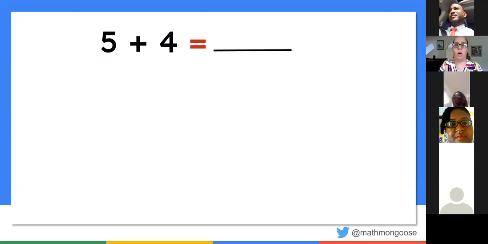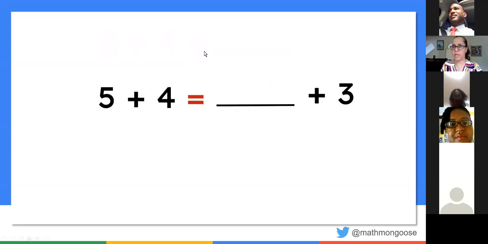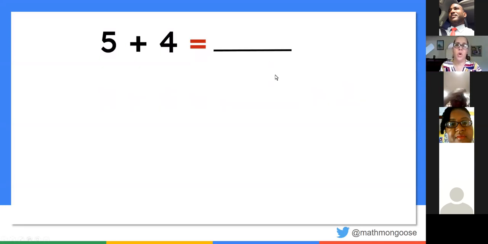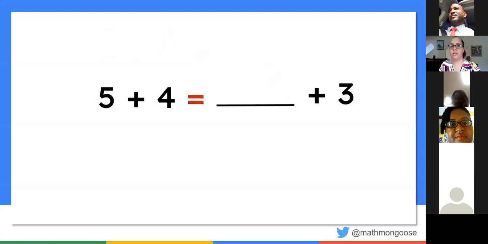So what's the big deal of making that distinction? Well, let me try and explain it. A child who thinks it means put the answer here will be able to do questions like these very easily, and will get them correctly. There'll be no problem. But let us say we move on to questions like this.